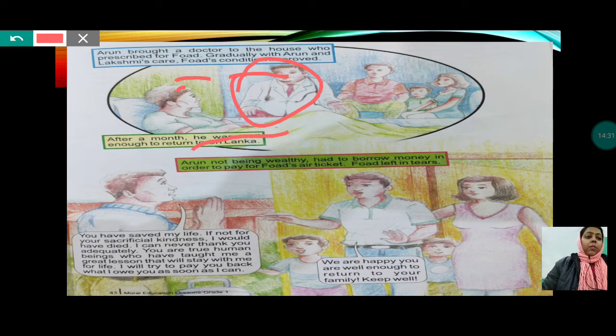So Arun, not being wealthy, had to borrow money in order to pay for Ford's air ticket. Ford left in tears. How will Ford go? He needs money to go. So Arun was not that rich. Wealthy means rich. He was not so rich that he could give money for Ford's air ticket, so he borrowed money from another person. After seeing these things, Ford was left in tears. Ford started crying.